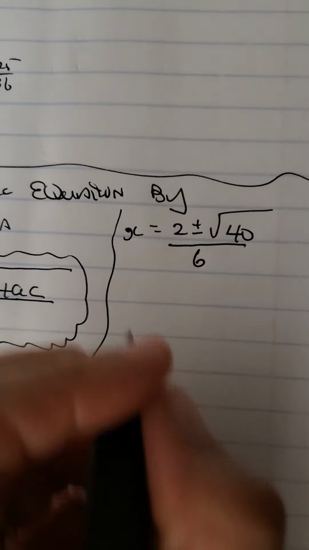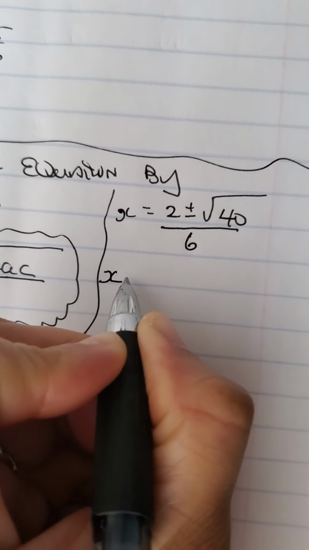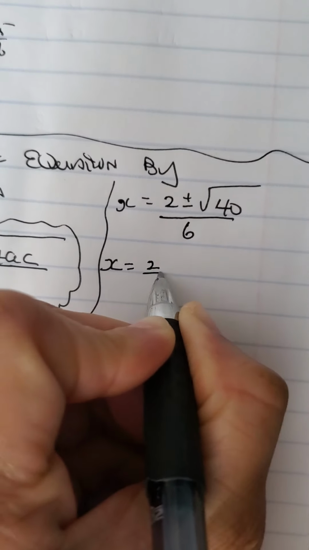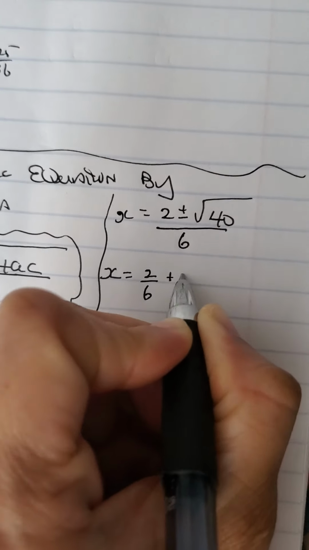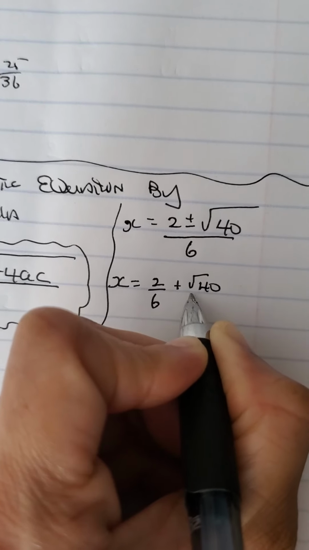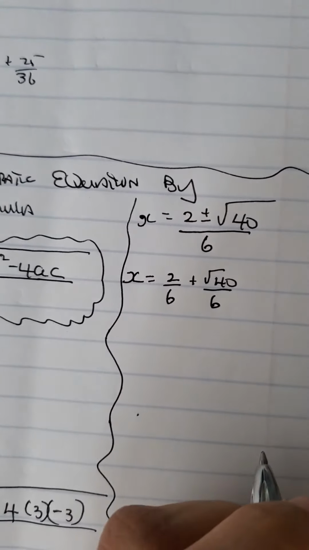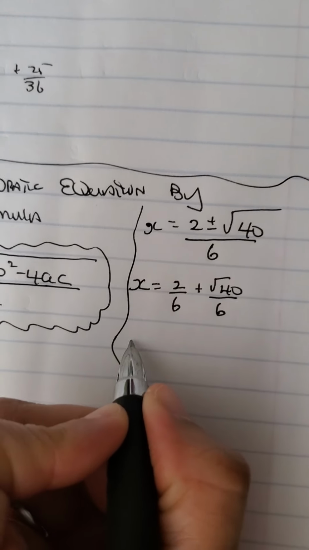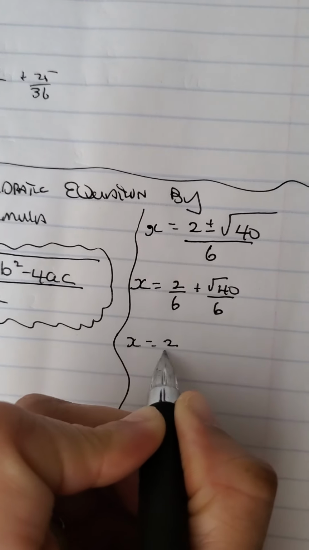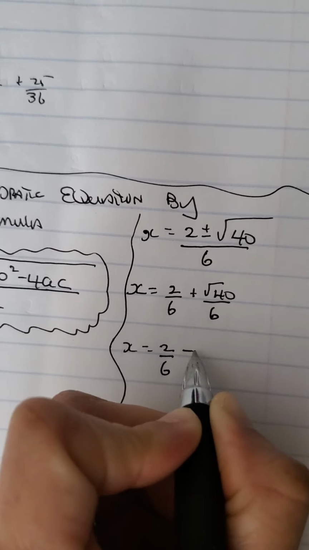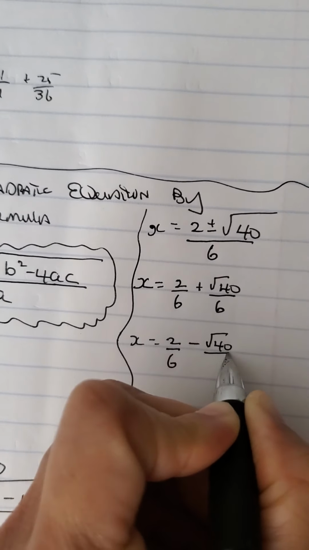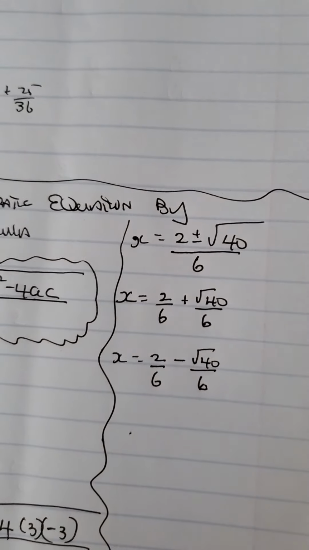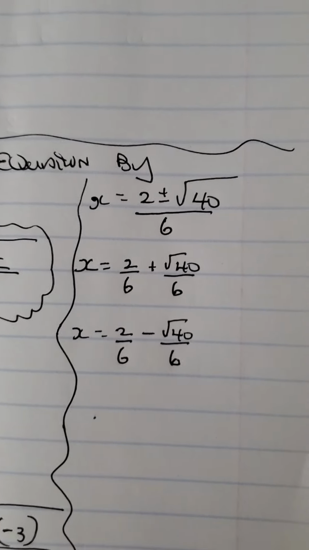Right? Let's take our time. Now I'm going to separate the two terms here. This is 2 over 6 plus root 40 over 6. All right? And this is 2 over 6 minus root 40 over 6. All right, take our time.